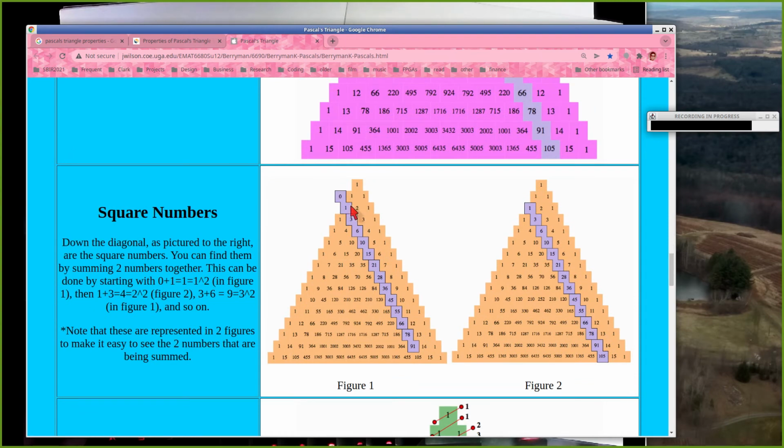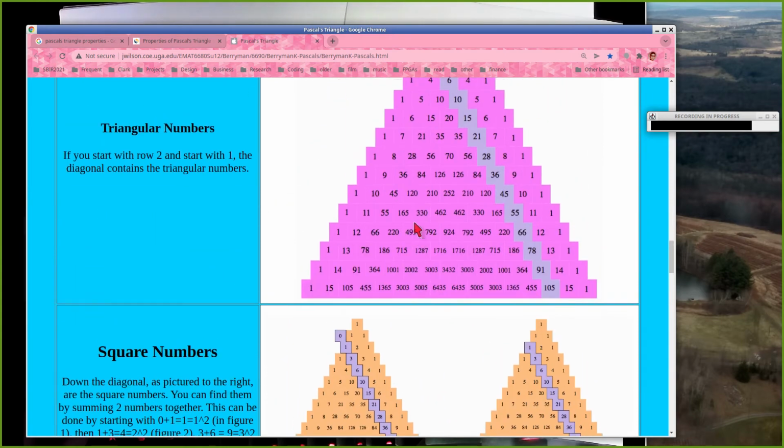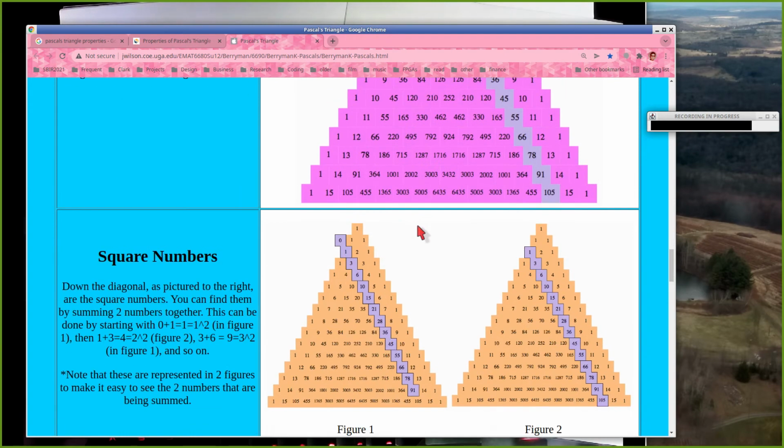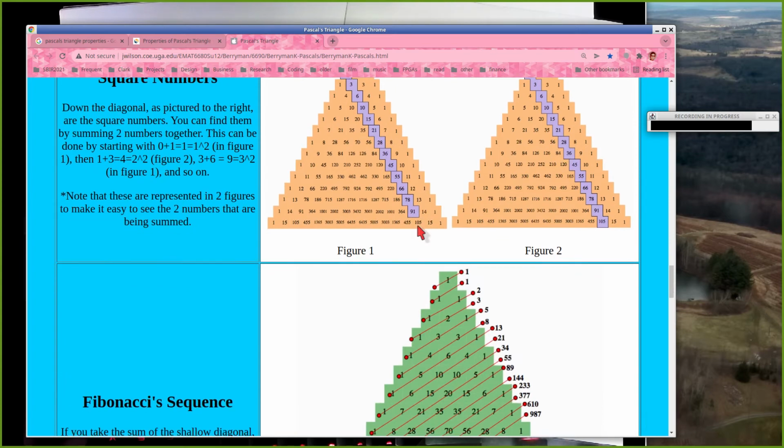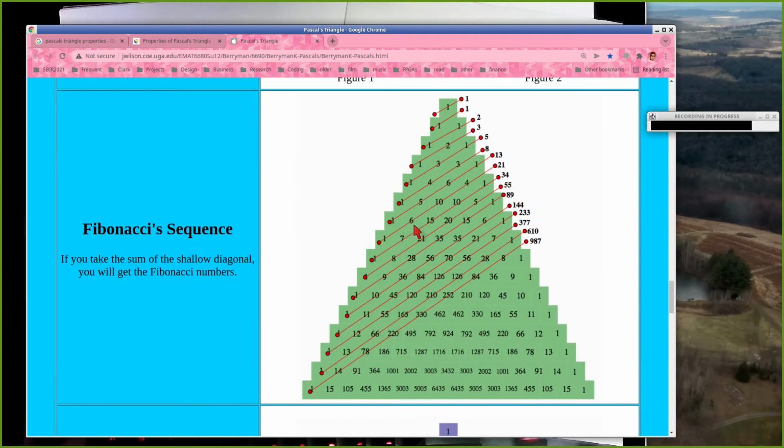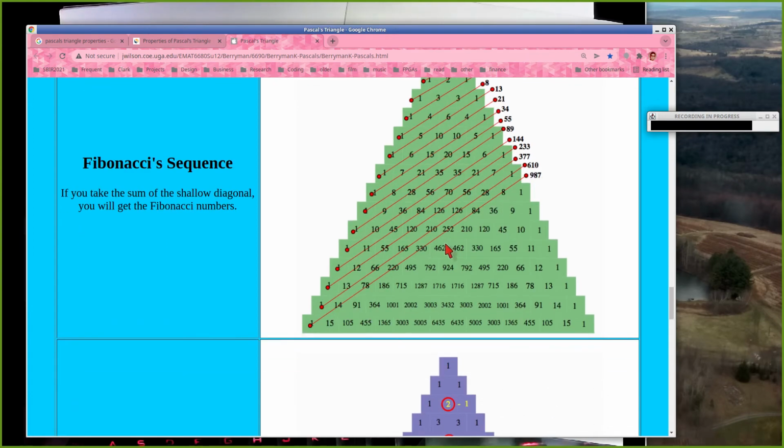Square numbers, so well, that's the same thing. Fibonacci sequence. So if you start from any point and you add up on these diagonals, you get Fibonacci numbers. And anytime you do something and you end up with Fibonacci numbers, you know it's a good day, right? There's something good going on.